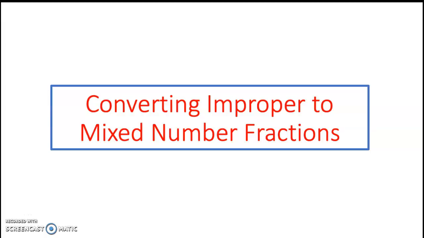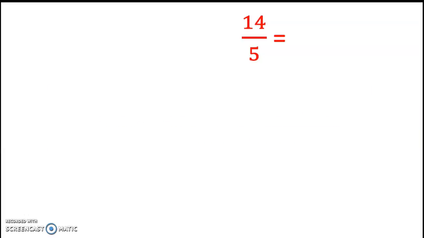Today I'm going to show you 3 different strategies to convert improper fractions to mixed number fractions. So here's our first example. We have 14/5. That is an improper fraction because it is greater than 1 whole. Our top number is bigger than the bottom.